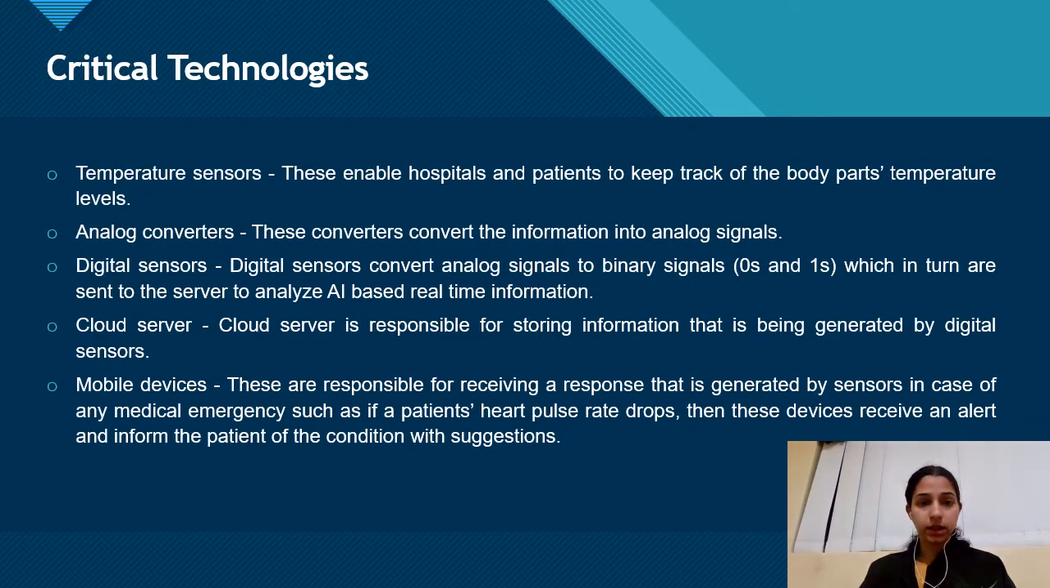Let's move on to critical technologies. Temperature sensor: these enable hospitals and patients to keep track of the body's temperature level. Analog converter: these converters convert the information into analog signals. Digital sensors: digital sensors convert analog signals to binary signals, which are then sent to the converter to analyze AI-based real-time information. Cloud server: the cloud server is responsible for storing information that is being generated by digital sensors.